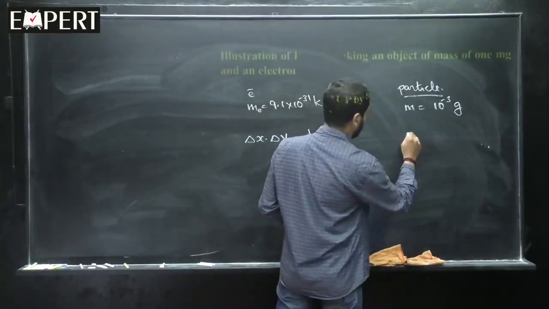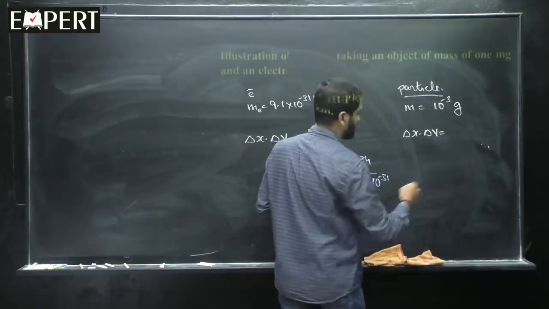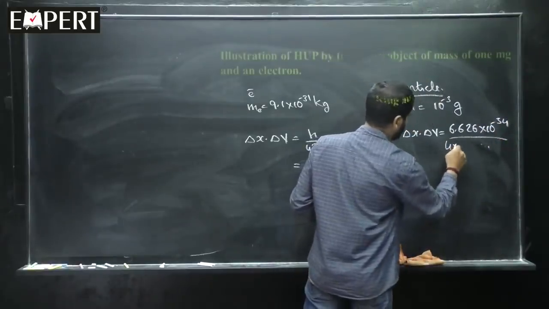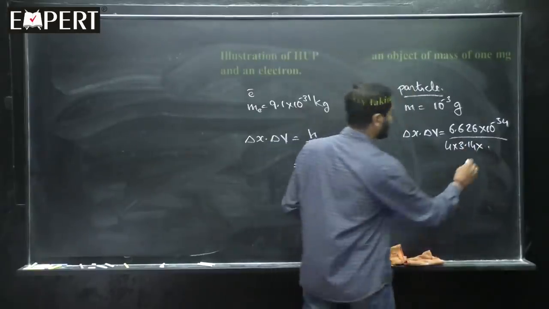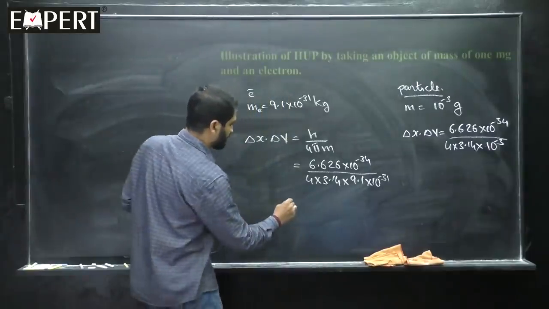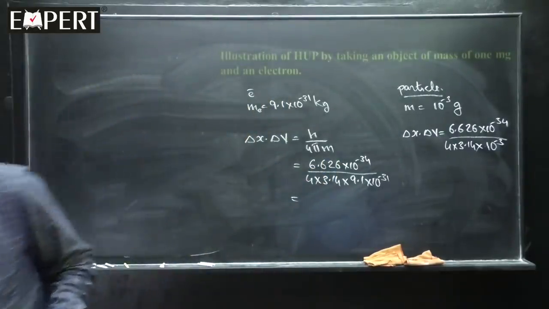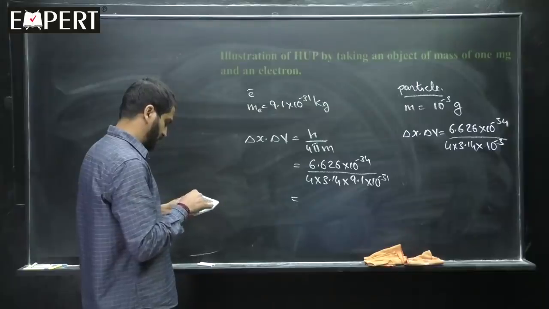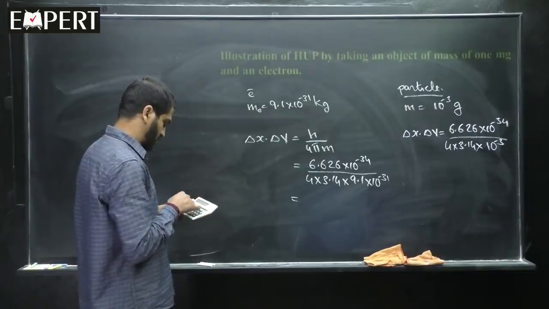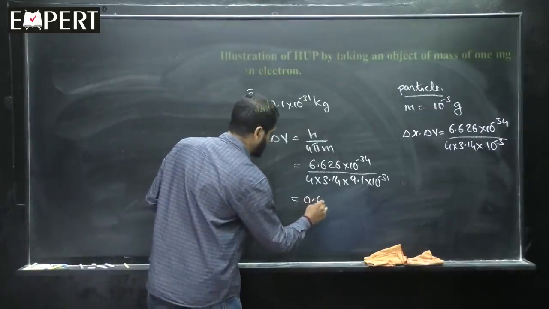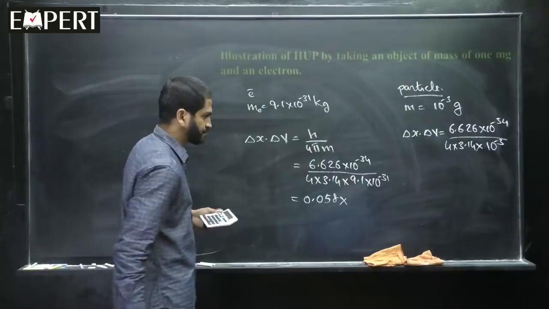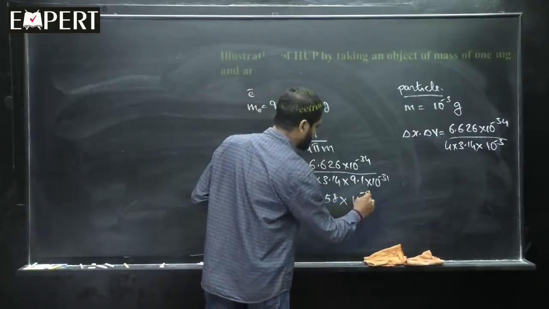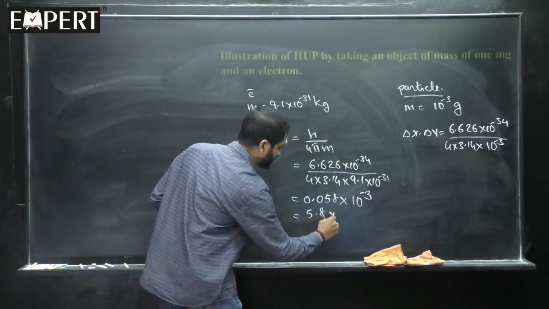Over here, delta x into delta v, uncertainty in both, is again 6.626 into 10 to the power minus 34 divided by 4 into 3.14 into 10 to the power minus 3. This would be approximately, I'll use a calculator and show you quickly. 6.626 divided by 4 divided by 3.14 divided by 9.1 is equal to 0.058 into 10 to the power minus 34. When it goes up by 10 to the power plus 31, it would be 10 to the power minus 3, or 5.8 into 10 to the power minus 5.